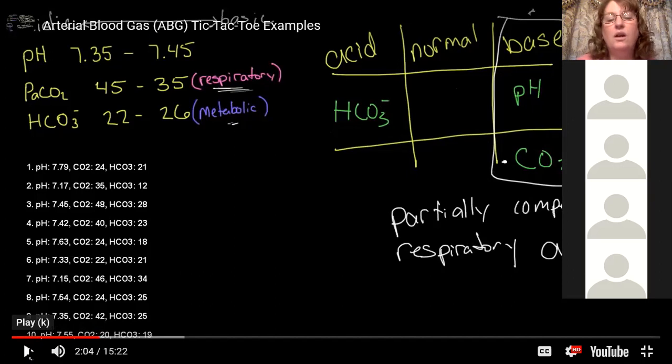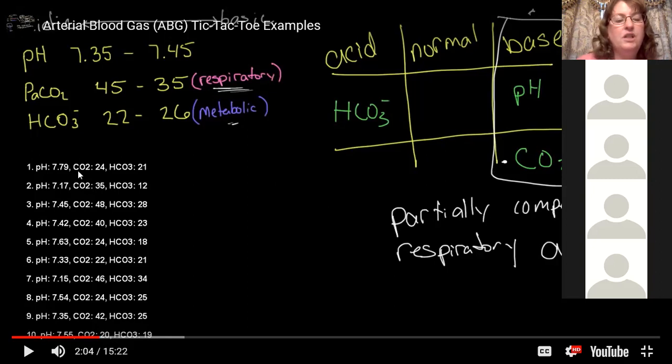Okay, so again, when you're figuring out these problems, you need to draw your tic-tac-toe. You put your acid, your normal, your base here. And then all you do is look at the pH first and decide, hey, is this alkalotic or acidotic? That's why I like how he writes his up here, because if you do that, you're going to figure it out just right. So that's why you write pH here under the base column.